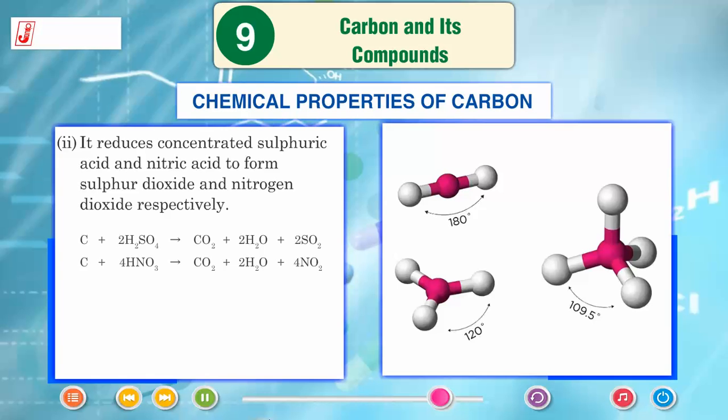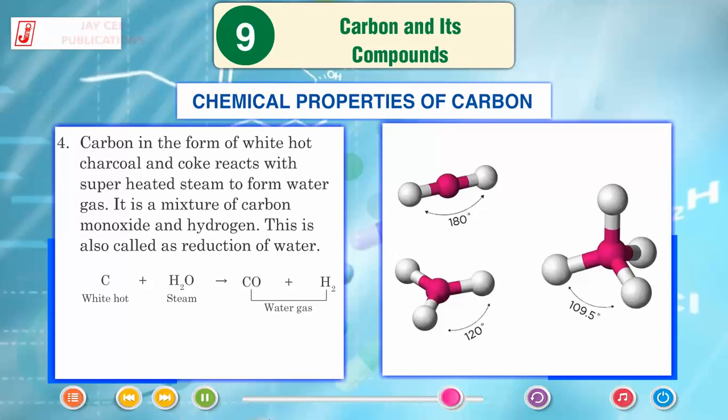It reduces concentrated sulfuric acid and nitric acid to form sulfur dioxide and nitrogen dioxide respectively. C plus 2H2SO4 gives CO2 plus 2H2O plus 2SO2. C plus 4HNO3 gives CO2 plus 2H2O plus 4NO2. Carbon in the form of white hot charcoal and coal reacts with superheated steam to form water gas. It is a mixture of carbon monoxide and hydrogen. This is also called reduction of water. C (white hot) plus H2O (steam) gives CO plus H2 (water gas).